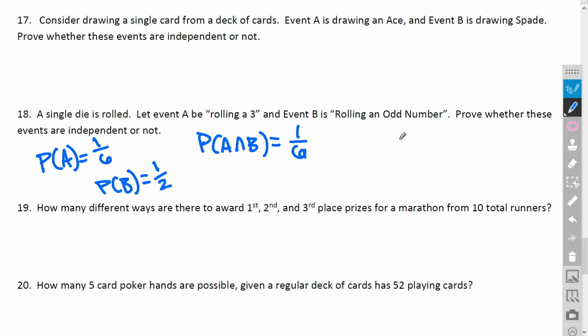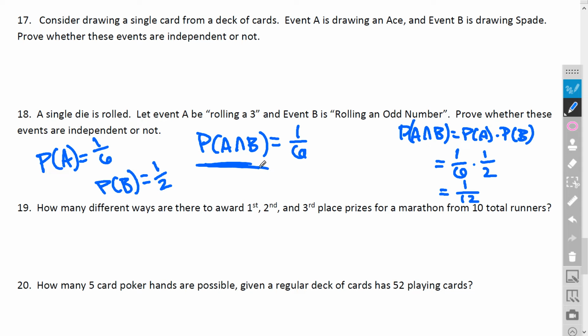Now let's see if this formula, probability of A and B, works out for this problem. Probability of A multiplied by the probability of B. So the probability of A is 1 over 6, probability of B is 1/2, so the probability of A and B is 1 over 12, which is not the actual probability of these two events occurring together. The actual probability is 1 over 6. Rolling a 3 and rolling an odd is 1 over 6. But calculating their probability gives us 1 over 12. So these are not independent.